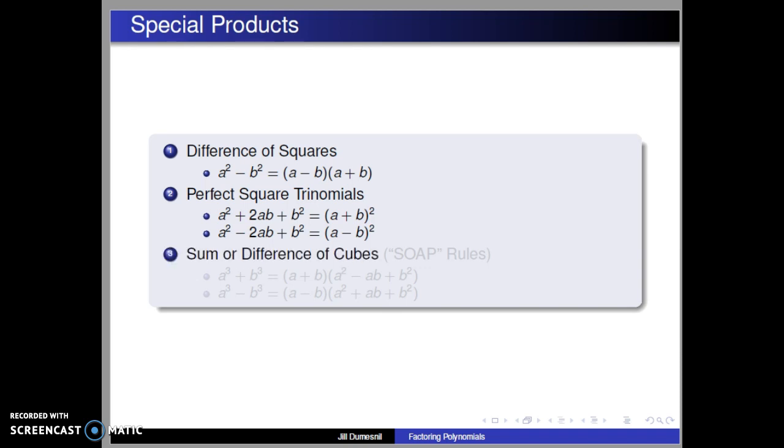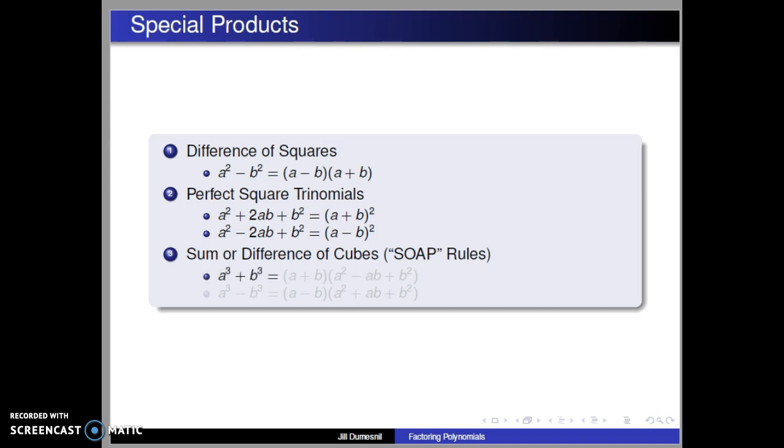The next two formulas indicate how to factor the sum or difference of cubes. I refer to these as the SOAP rules. The acronym SOAP helps me remember the signs in the factorization. S stands for same sign, O stands for opposite sign, and AP stands for always positive.